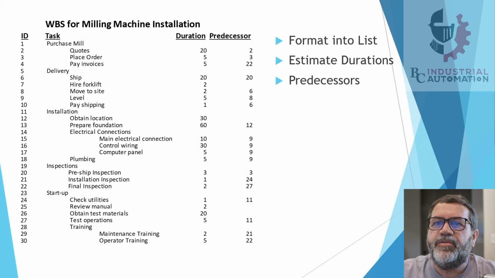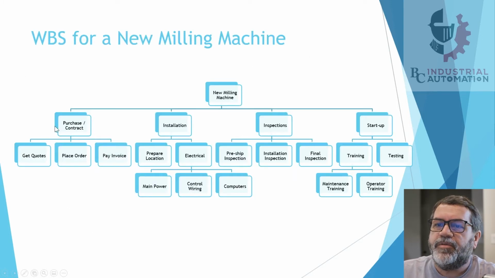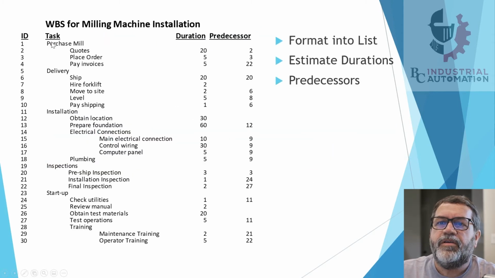Next, what I'm going to do is take that work breakdown structure and put it into a list format. So if you notice, I've got my 4 categories: purchase, installation, inspection, and startup. That's my first level. So there's my 4 main categories.